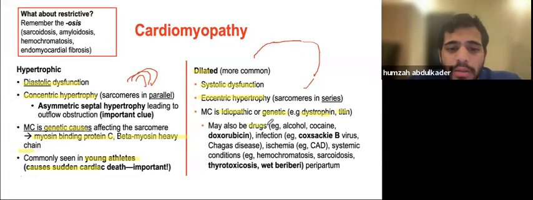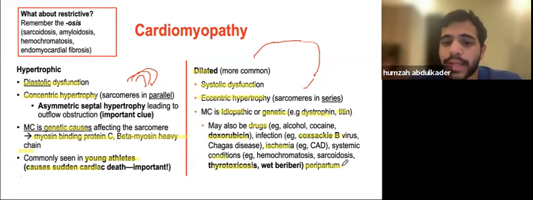Alternatively, it could be due to drugs. Specifically, doxorubicin is a high yield cause. Also Coxsackie B virus. It could be due to ischemia, or systemic conditions such as thyrotoxicosis, and peripartum, which means postpartum, around the time of pregnancy.